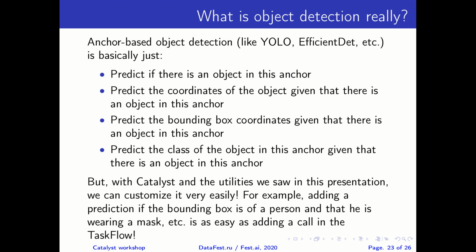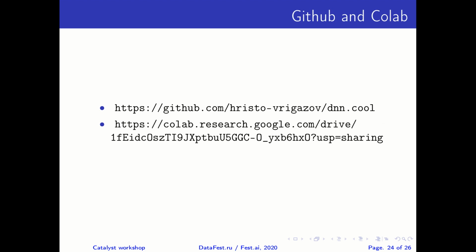It sounds relatively complicated, but with Catalyst and the utilities that we saw in this presentation, we can get this pipeline and not just do object detection, but we can also customize it very easily. So for example, we can add a binary classification branch for whether the bounding box is that of a person, and then a binary classifier for whether he is wearing a mask, and so on. And this is as easy as just adding a call in the task flow. And then we would have all the different interpretations, tree-based explainer, and so on.